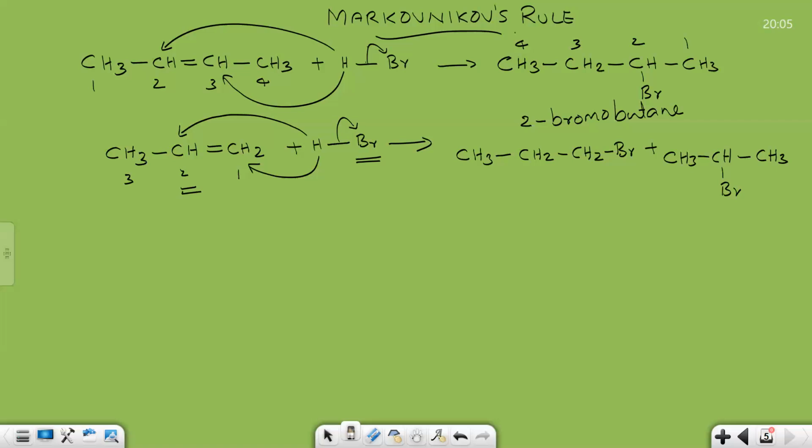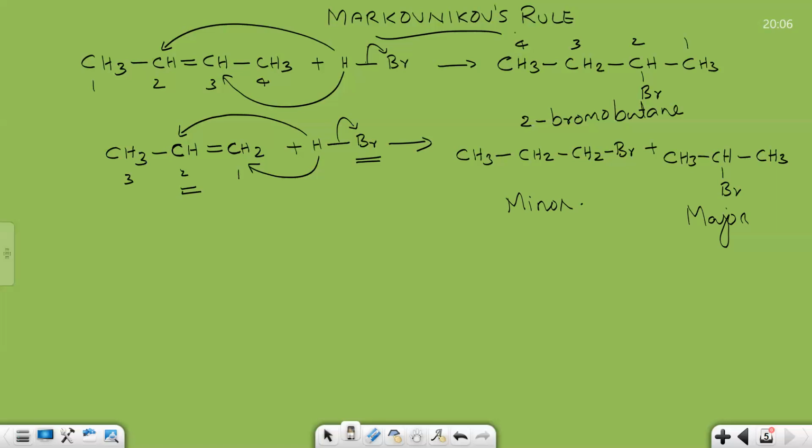Or in the other statement, the negative part of the addendum will move to the carbon atom that contains more substitution. In this case, carbon number 2 is attached to two carbon atoms, but carbon number 1 is attached to only one carbon. So carbon 2 is more substituted. So in both ways, this compound CH3, CHBr, CH3 will be the major product, and the other will be the minor product.